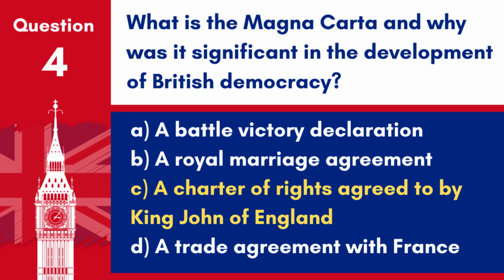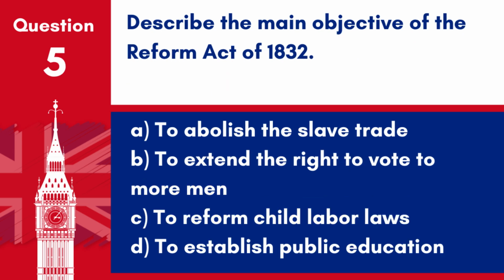Answer: C. A charter of rights agreed to by King John of England. The Magna Carta, signed in 1215, is significant because it limited the powers of the monarch and laid the foundation for modern democracy. Question 5. Describe the main objective of the Reform Act of 1832.